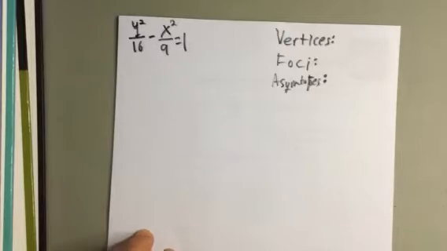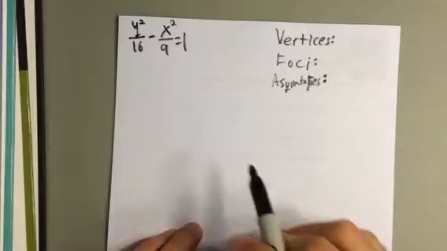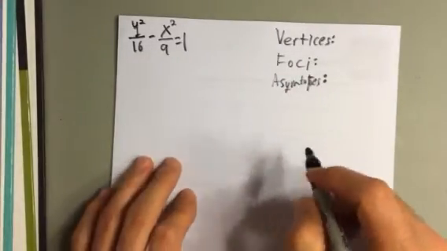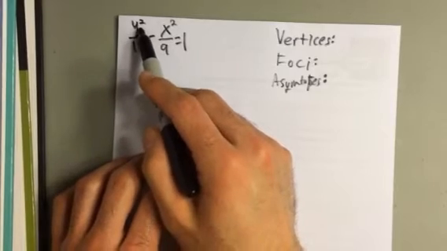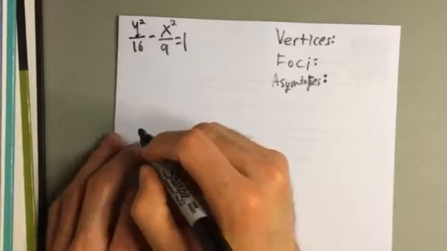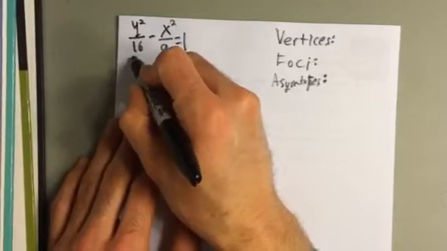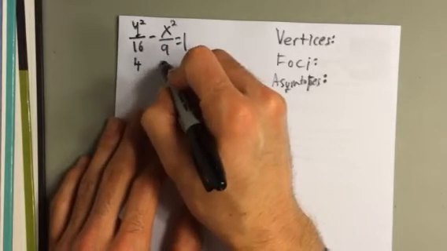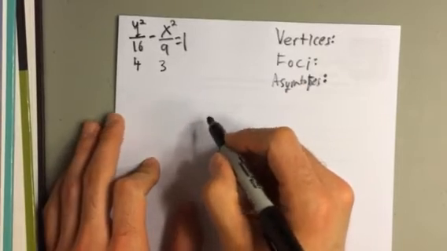This is 10-5 study guide page 2 exercise number 3. Given the equation of a hyperbola, we're asked to find some information and make a graph. This has y squared first, so I know this is going to be an up and down hyperbola. The square root of 16 is 4, and the square root of 9 is 3. That's going to help me find out some information.